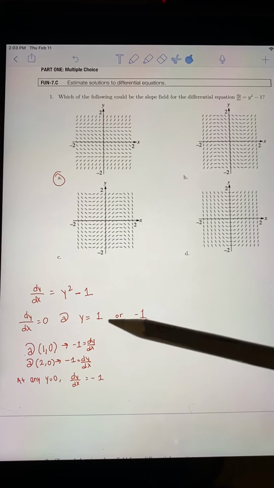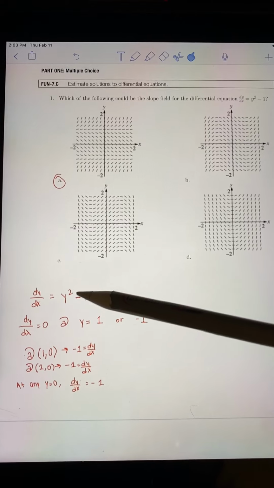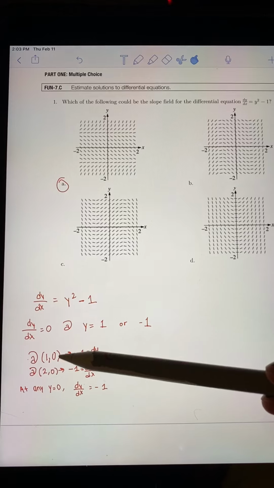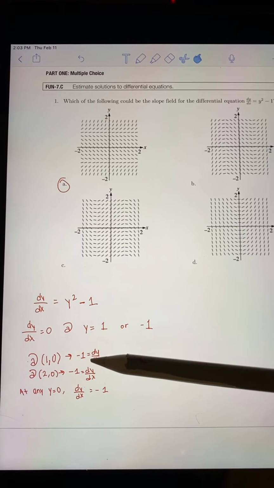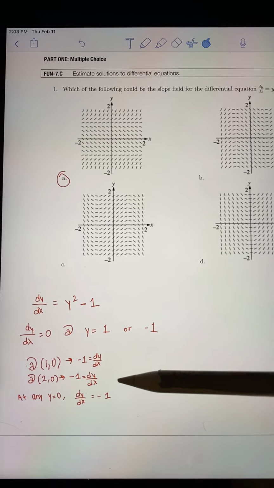So dy dx equals 0 at y equals 1 or negative 1, because when you plug it back into the equation, you get 0. And at any places where y equals 0, for example, I took the points (1, 0) and (2, 0), your dy dx equals negative 1. So those are the first two characteristics I look for.